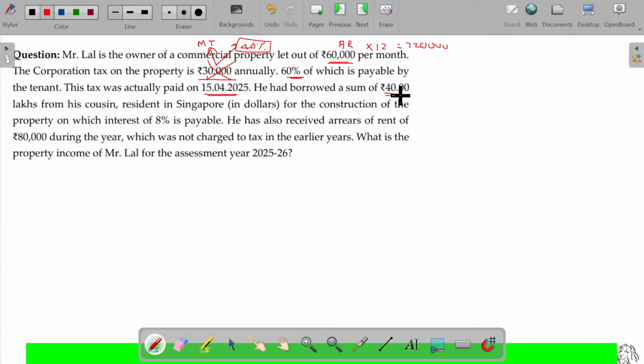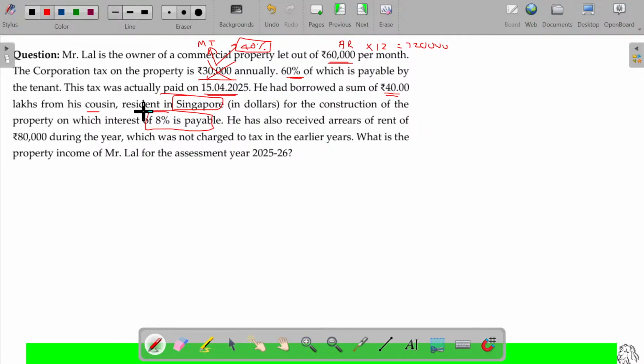He had borrowed a sum of rupees 40 lakhs from his cousin, resident in Singapore, in dollars, for the construction of the property, on which 8% is payable. So he borrowed the money only for the specific purpose of construction. Stating that I borrowed only for the construction purpose, of course you can consider this for the deduction. You need to get the certificate that the expense is for the house property income only, right? If you are making any payment outside India, because you are borrowing from your cousin who is residing outside India, automatically TDS will be applicable.